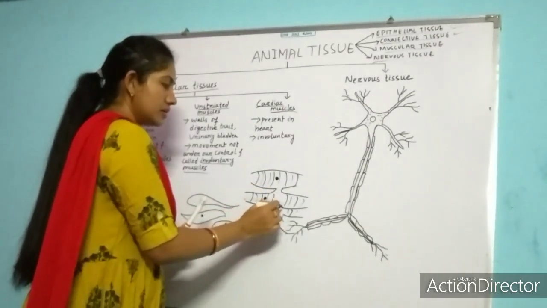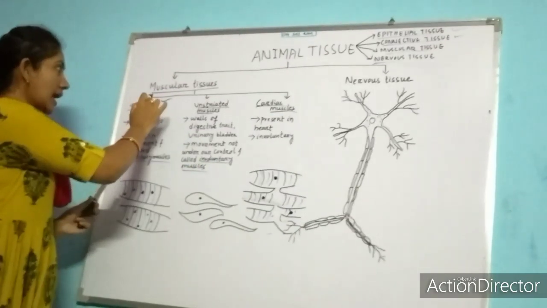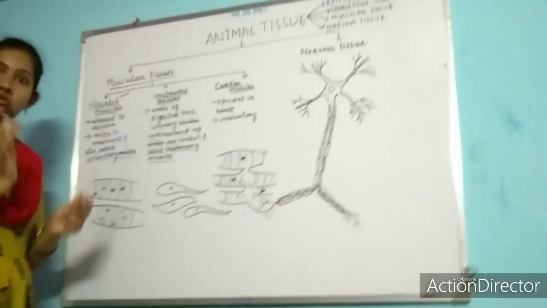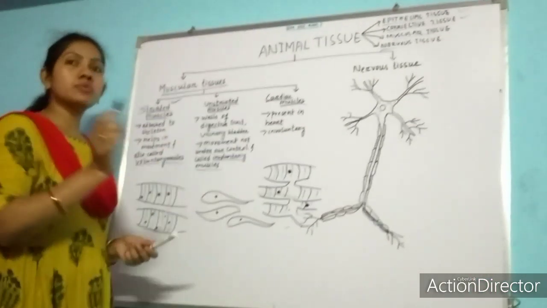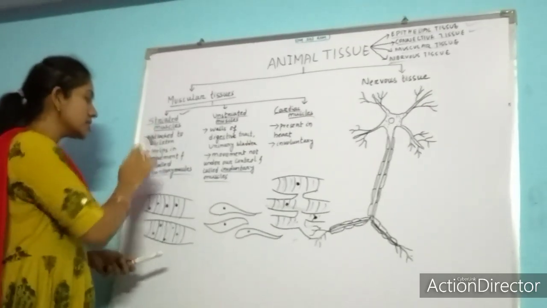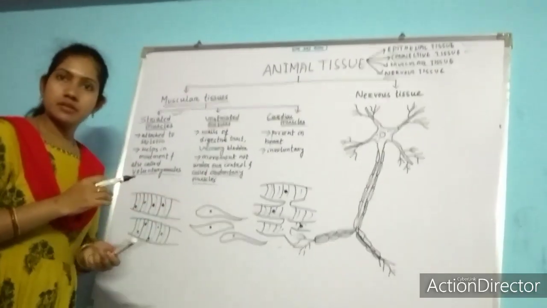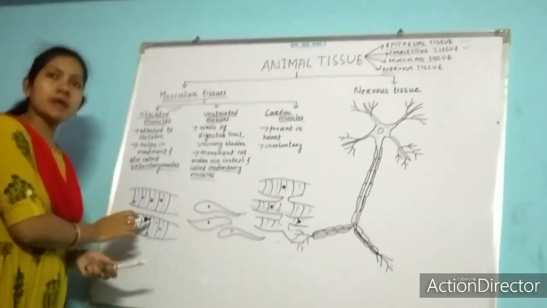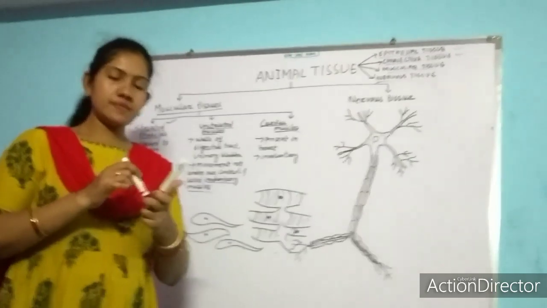Got it? They are the same as striated muscles, meaning they also contain dark and light colored bands, but they have only a single nucleus. But striated muscles have what? More nuclei, they are multinucleated. Striated muscles do not form branches, but cardiac muscles can form branches. This is the difference.